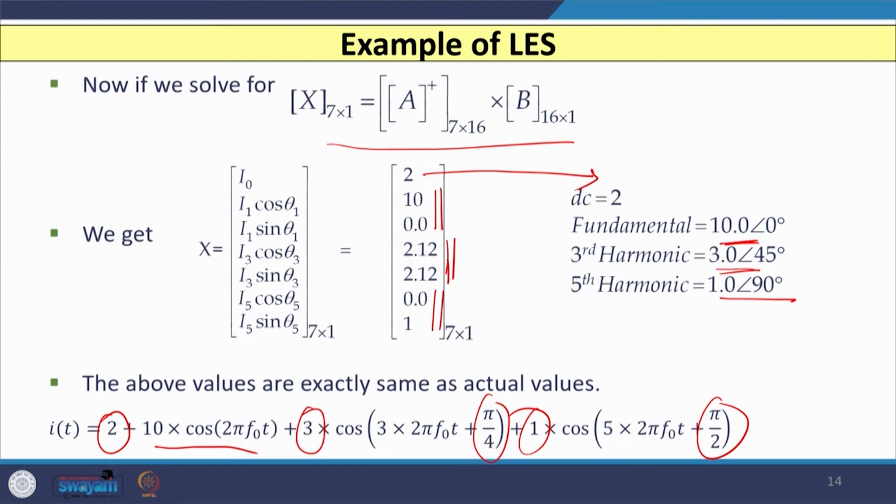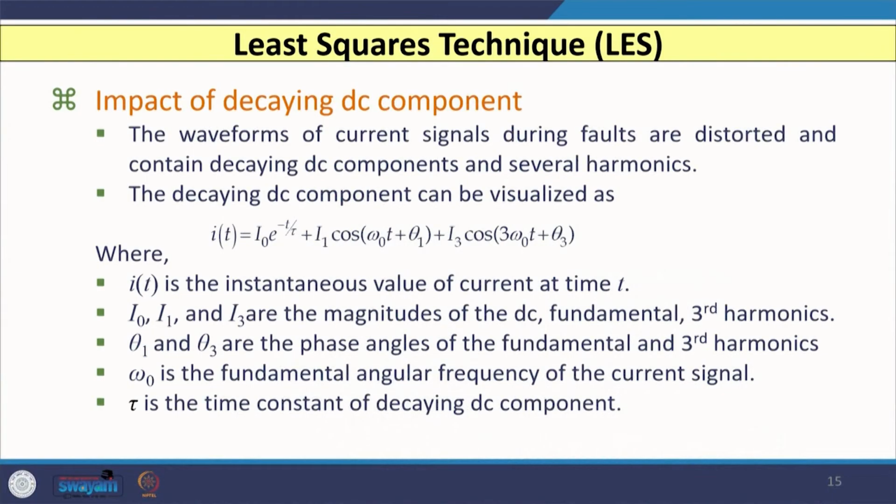So, as we increase the number of samples in a particular window, the accuracy of the LES in estimating the phasor values of the unknowns also increases. But as we increase the number of samples, the computational requirement also increases. So we have to optimize at one particular point, deciding up to how much accuracy we want by increasing the number of samples.